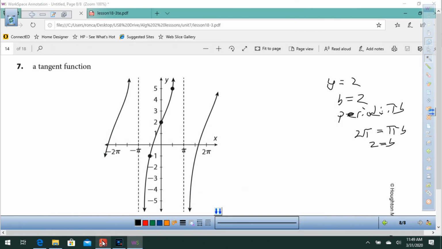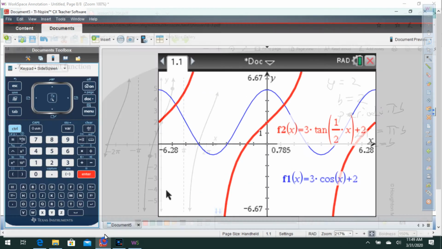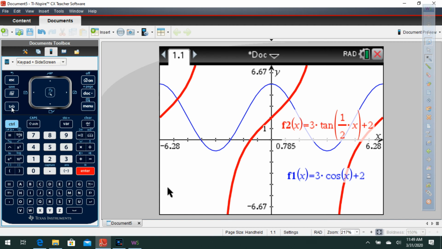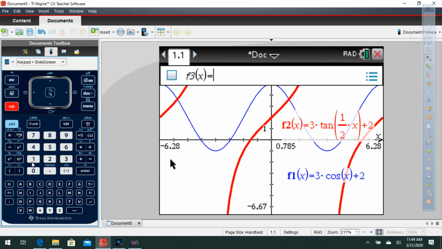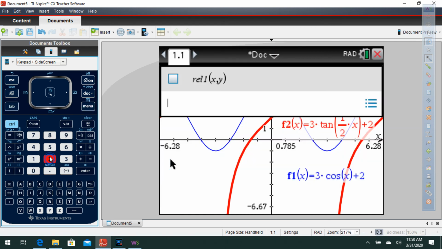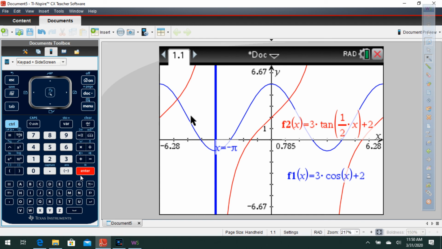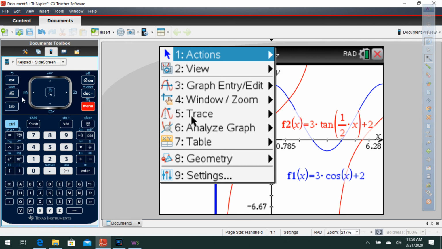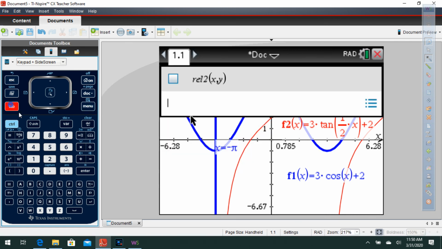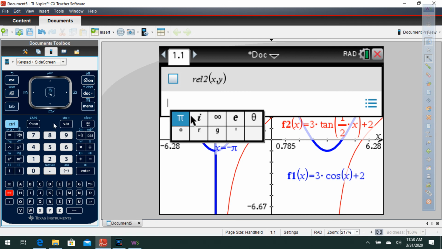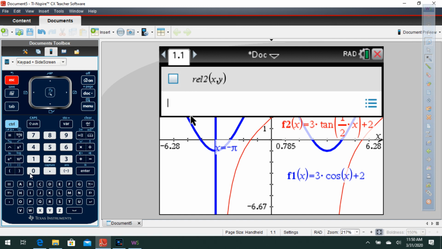And then we got asymptotes at negative pi and pi. So let's put that in there. Tab and menu 3, 2, and we've got x equals negative pi. There it is. And then menu, tab, x equals pi.